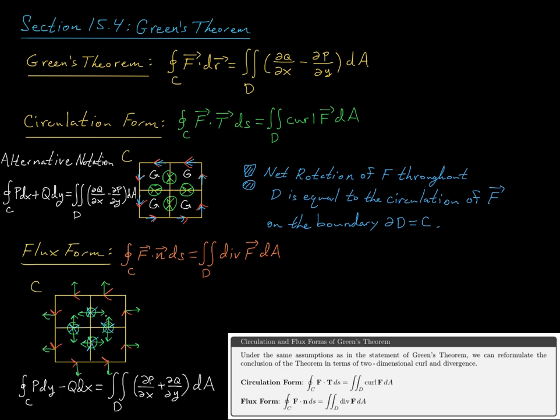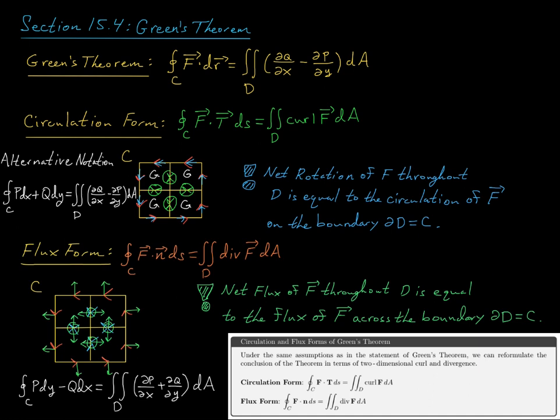And so if I want to know what the net flux is of my vector field throughout the entire region, it's all going to just come down to what's going on at the boundary. So I say here the net flux of your field throughout D is equal to the flux of the field F across the boundary. This integral on the right is measuring the net flux throughout the entire region. And since you get all this internal cancellation, the net flux is just determined by the flux of your field across the boundary. And that's exactly what this integral on the left measures.